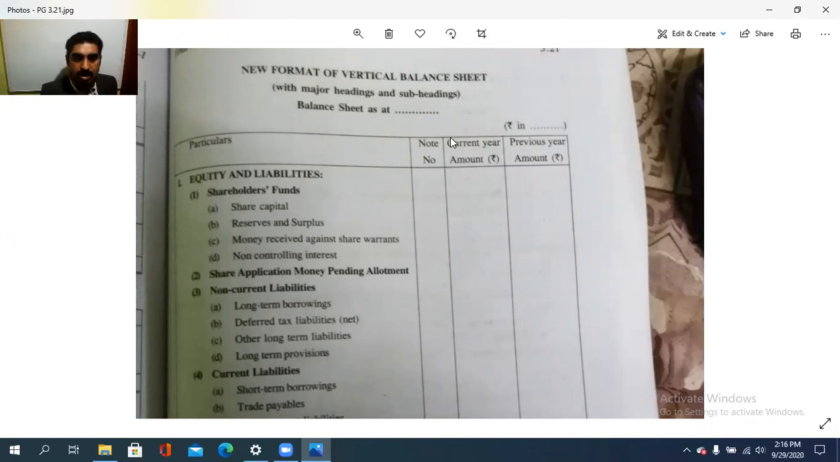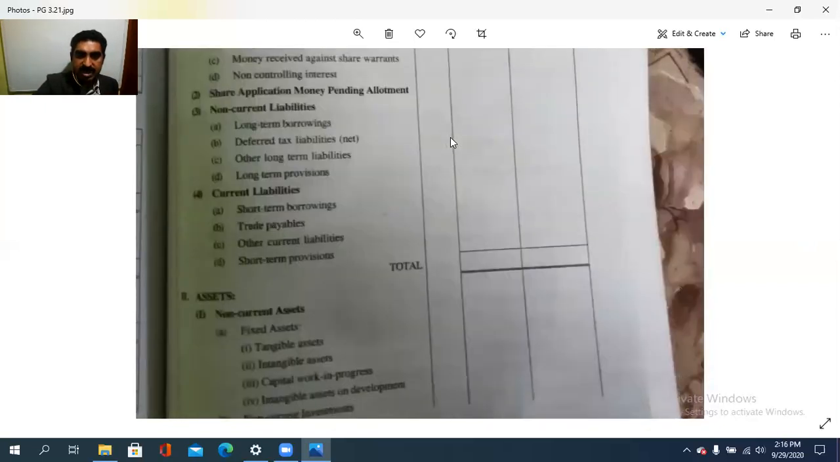Then third is non-current liability, that is long-term borrowing, deferred tax liability, other long-term liabilities, long-term provisions. Then current liabilities are there, that is short-term borrowings, trade payables, other current liability, and short-term provisions.